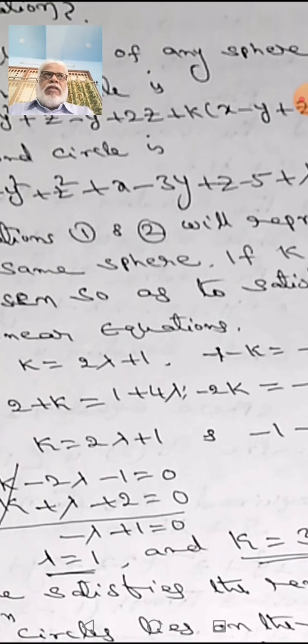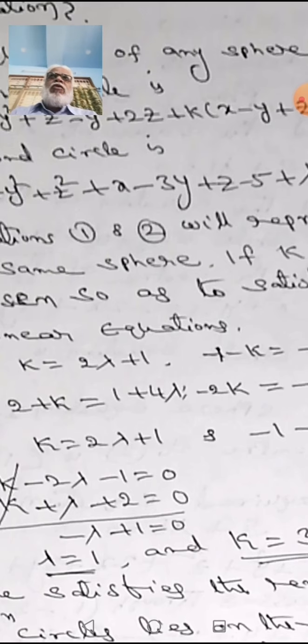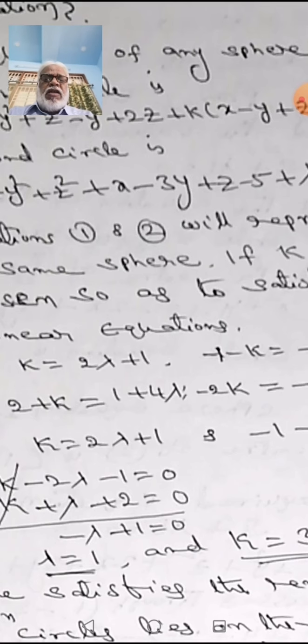If two planes are given, find the equation of the plane that passes through their line of intersection. What can we do? Write one plane equation plus some constant times the other equation. Then, for the given conditions, such as the plane being parallel or perpendicular to something, take those conditions and satisfy them to find the value of lambda or k, whatever it may be, then we substitute it.